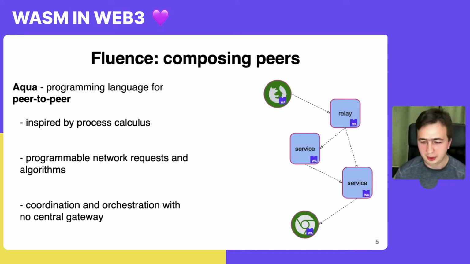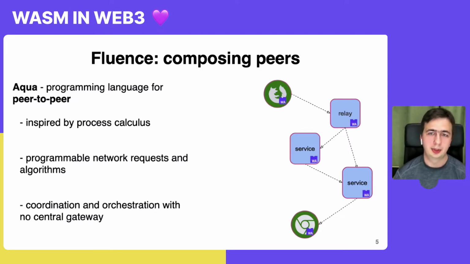And the second important thing here is Aqua. Aqua is our programming language that is inspired by pi-calculus and especially by process calculus. And this language allows to program network requests across our network. It's designed to coordinate and orchestrate network calls without any central gateway. So all peers inside our network are peers. There are no leaders. They play the same role.